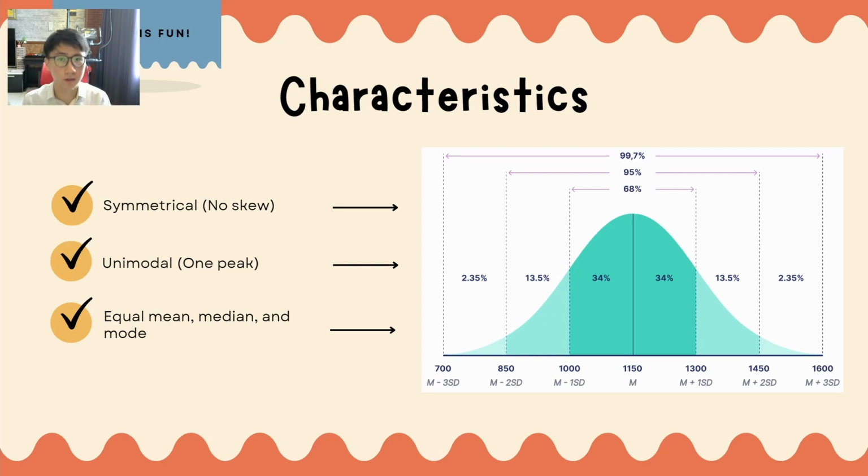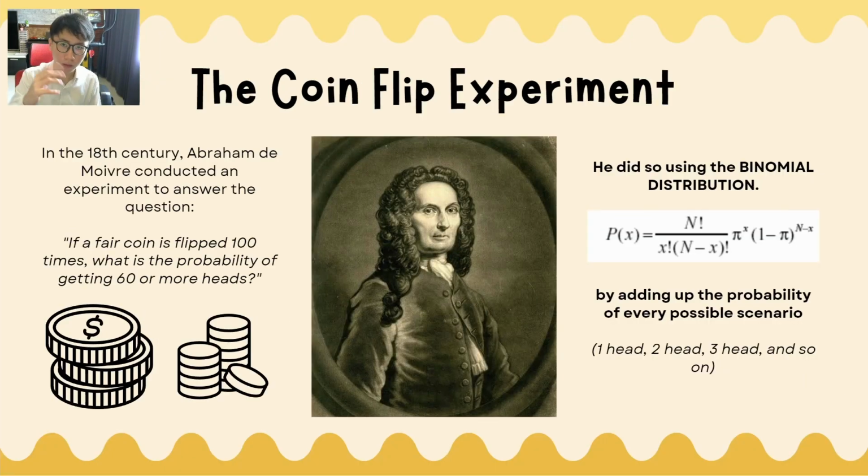All outcomes still have different probabilities, but the difference is that as you stray away from the mean, as the standard deviation increases away from the mean, from the first standard deviation to the second standard deviation, it becomes less and less likely to happen. The second characteristic is the unimodal peak, in which there is only one peak, and this creates equal median, mean, and mode.